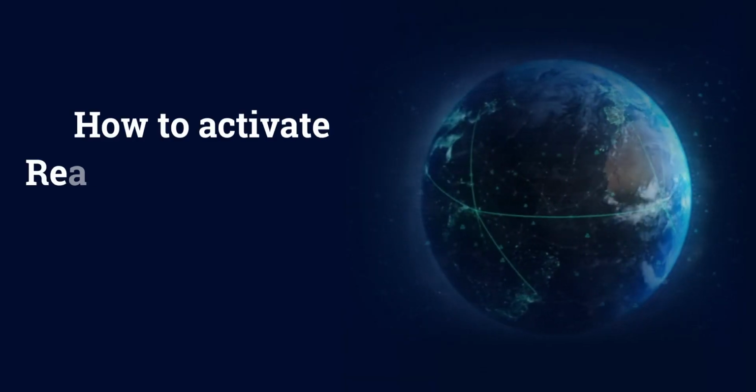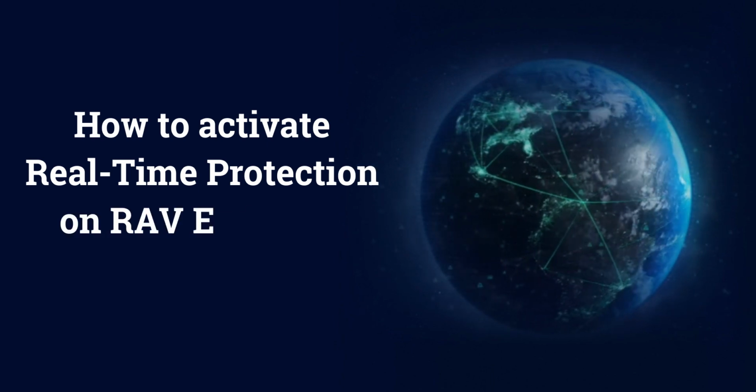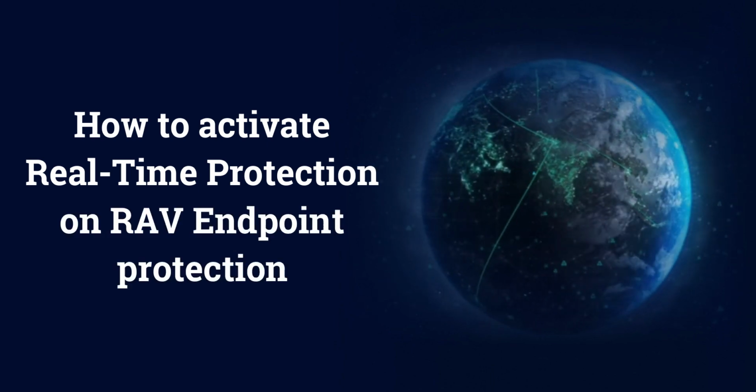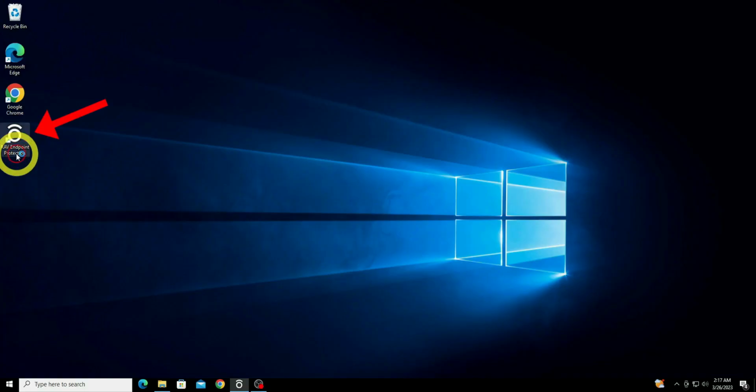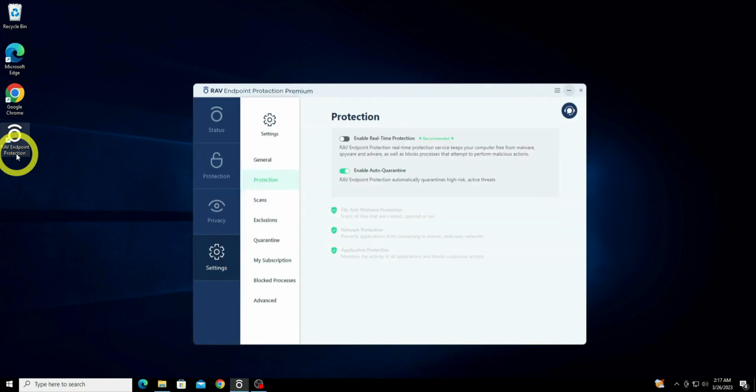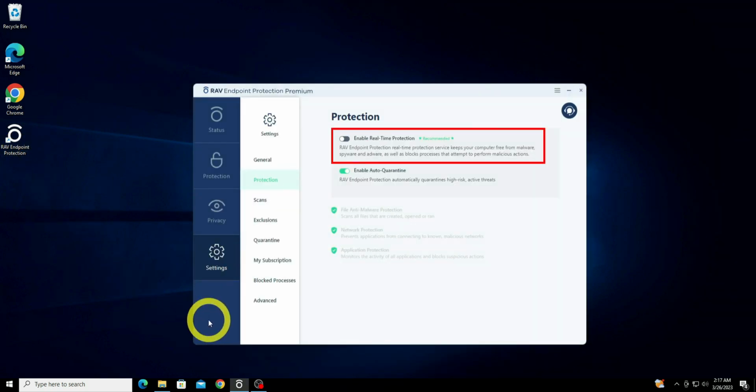Today, I'm going to guide you on how to activate real-time protection on your RAV Endpoint Protection. As you can see, RAV Endpoint Protection is already installed and protecting your device. Enabling the real-time protection feature keeps your computer safe by detecting and neutralizing threats, including malware, spyware, adware, and suspicious apps, in real time before they can harm your device.